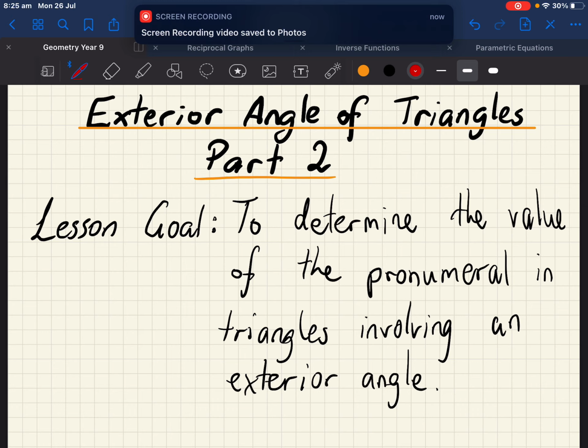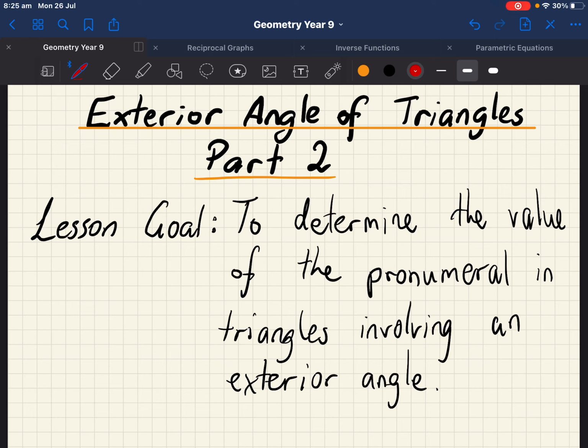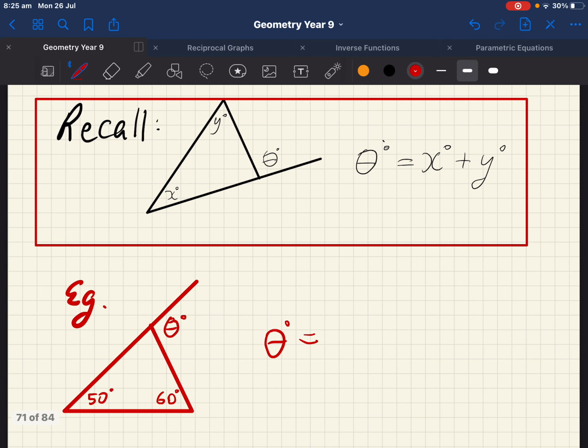So our lesson goal here is going to be to determine the value of the pronumeral or the unknown in triangles involving exterior angles. A little bit similar to the last lesson, there's going to be triangles, there's going to be an exterior angle created, but it may or may not be the exterior angle that we're trying to find. It may be one of the other angles or maybe a combination of them that are unknown. We will need to be using our equations for these questions.